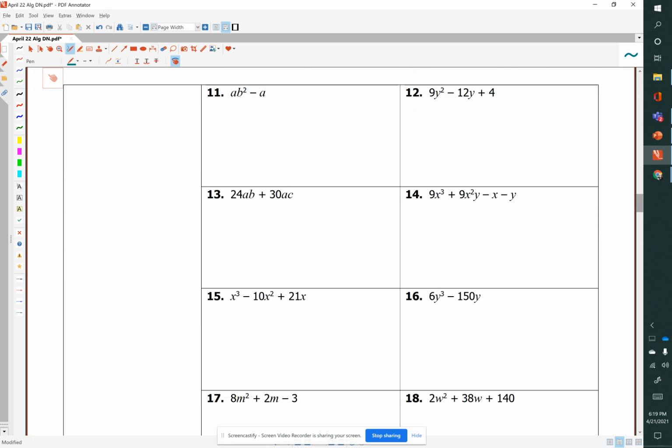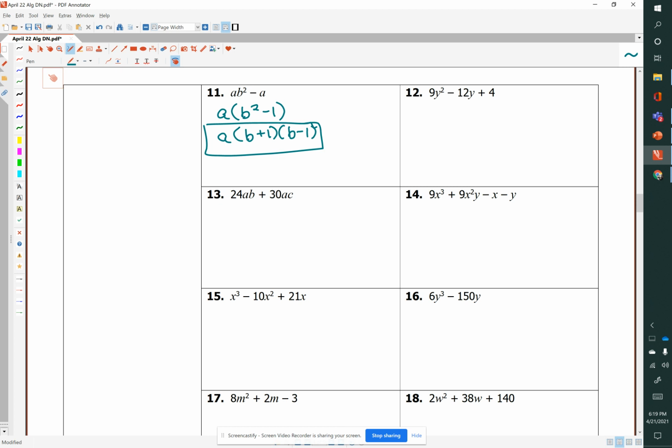So in number 11, the first thing I want to do is factor out an a. That would leave me with b squared minus 1, which is a difference of squares. So a times the quantity of b plus 1, b minus 1. And that's our final answer for that problem.